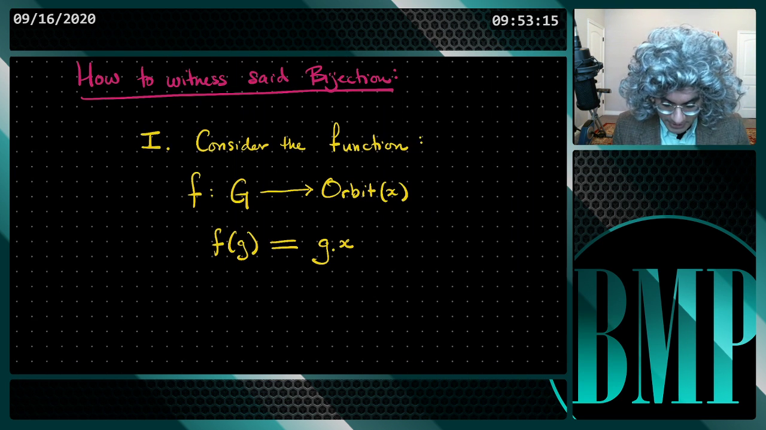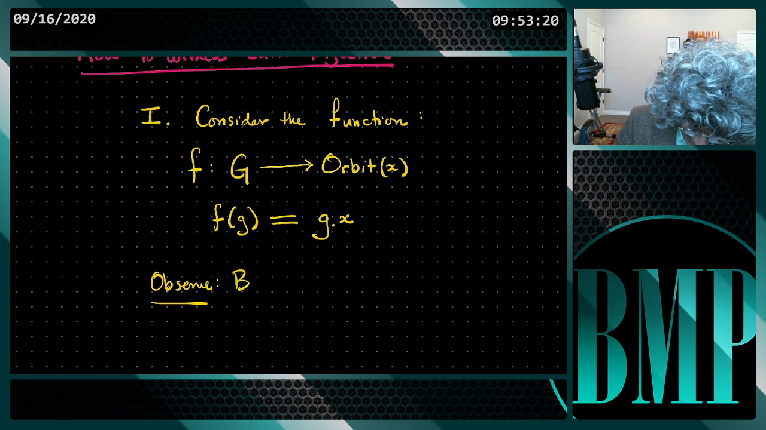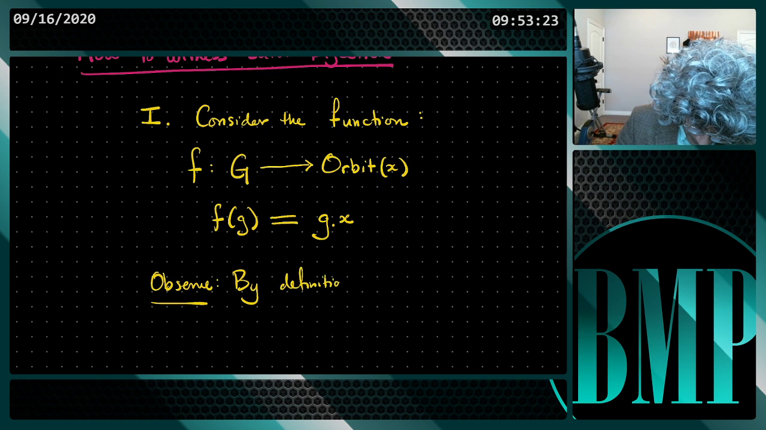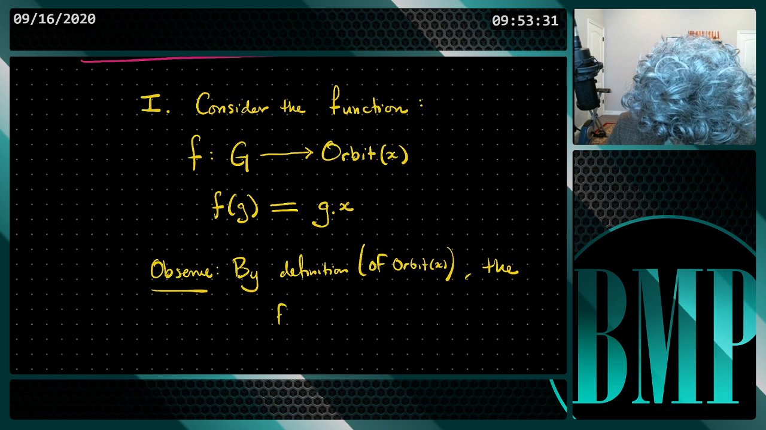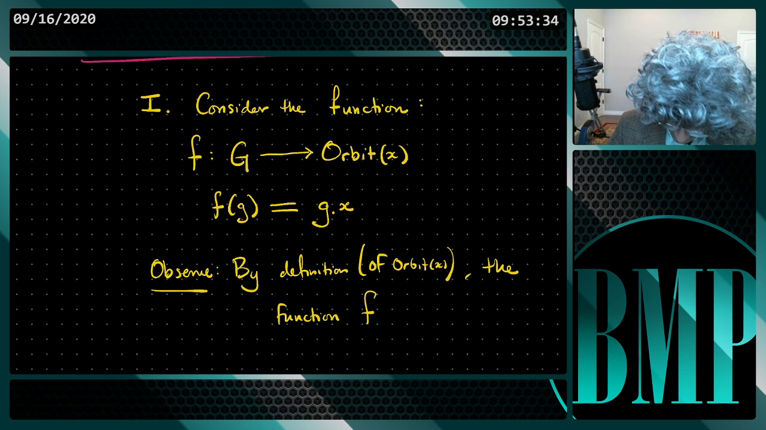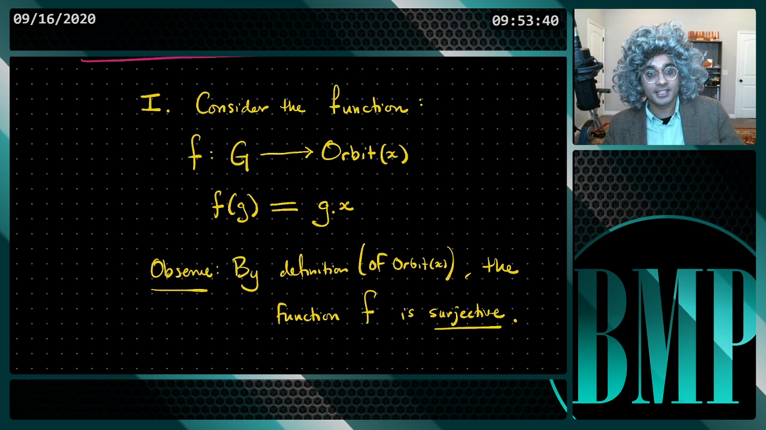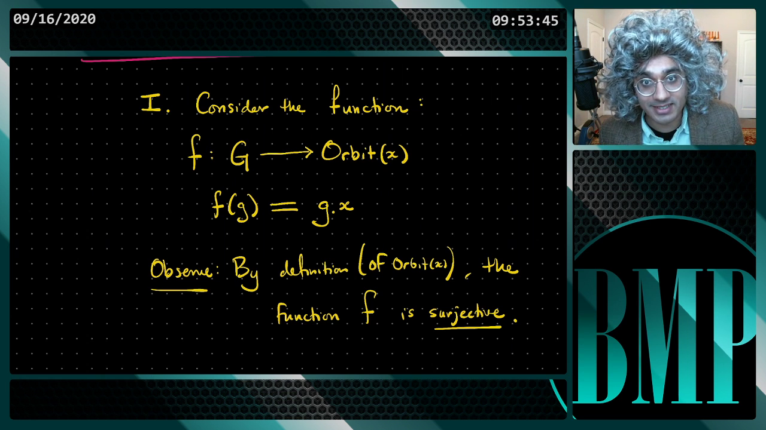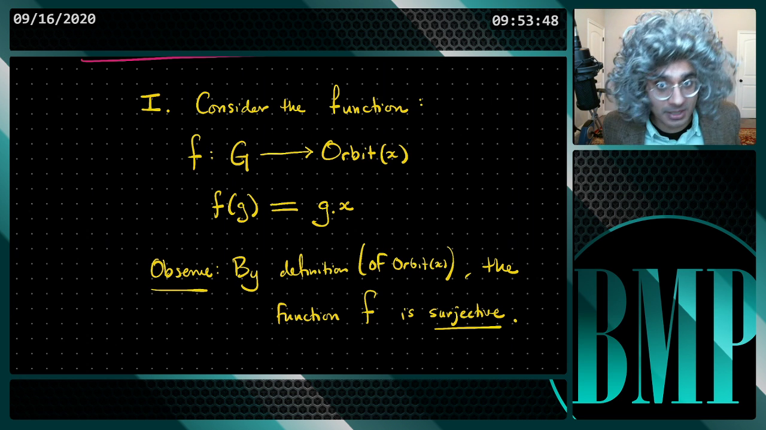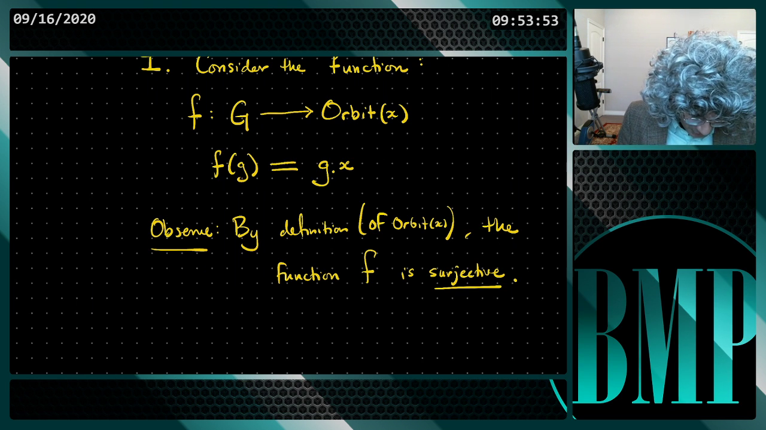All right, good. So there's this function, and observe. By definition of orbit, the function f is surjective. It's surjective onto the orbit of X. That's because everything in the orbit is G times X for some G. So that's just silly. It's a silly observation. Okay, number 2.